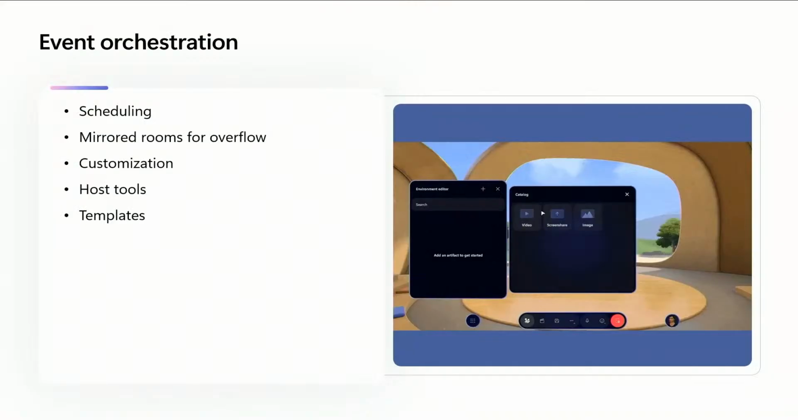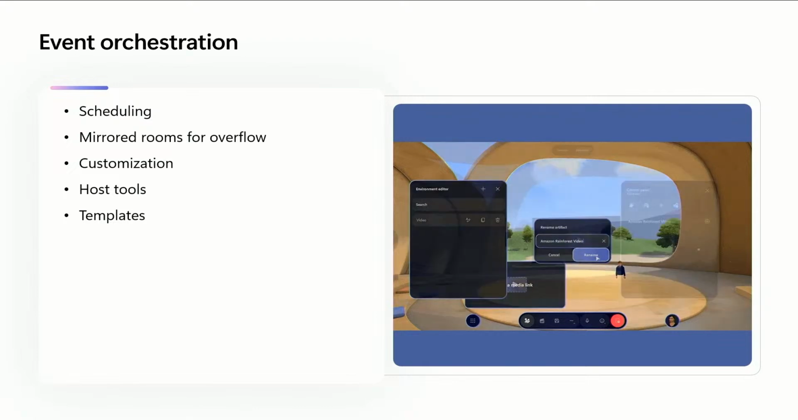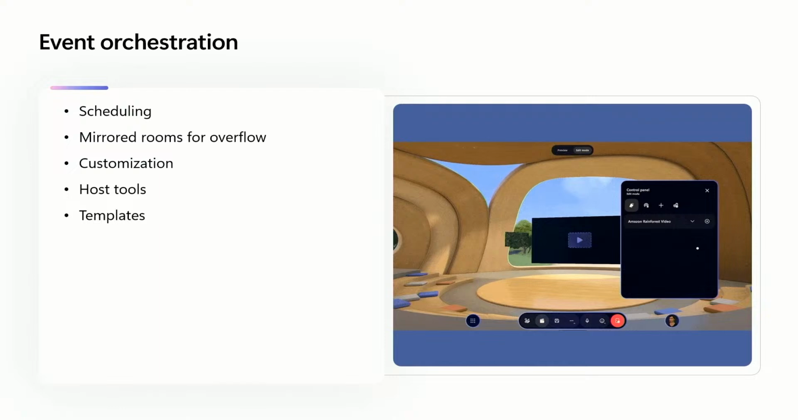Invitees will see the calendar invites in Microsoft Teams and in Microsoft Outlook and can click through to their events from there. Before an event, organizers can customize an experience by adding images, videos, or a screen share to any environment. They can later trigger certain behavior in those objects, for instance, start, play, stop, and loop.